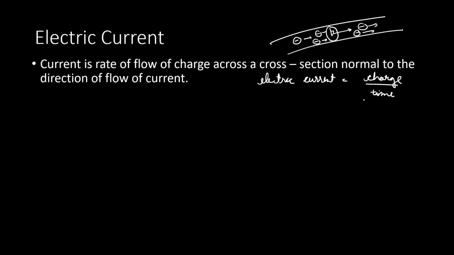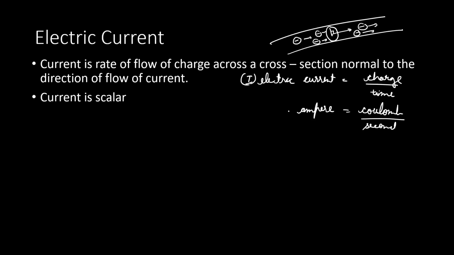So we have electric current will be charge upon time. Remember, charge is measured in coulomb, time is measured in second, and electric current is measured in ampere. Current is a scalar quantity. Electric current is denoted by I, ampere is denoted by A, charge is denoted by Q, but coulomb is denoted by capital C. Time, we know it is denoted by t, and second is small s. Current is a scalar quantity. Scalar quantity means which does not require direction.